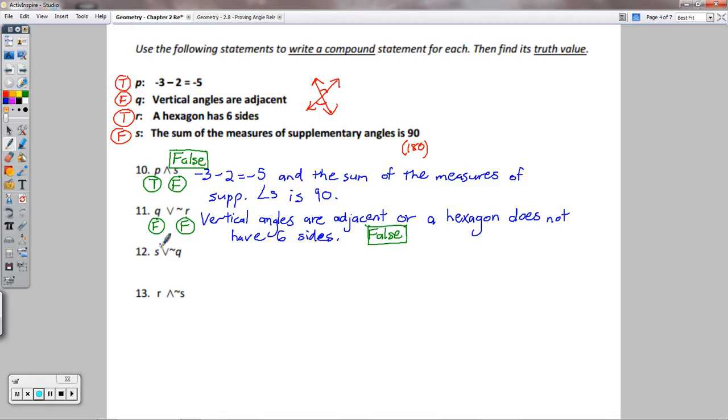Moving on to number 12, we have S or not Q. S is this, so let's write it out again. The sum of the measures of supplementary angles is 90, or, and then not Q. Q is vertical angles are adjacent. Not Q would be vertical angles are not adjacent. So, or vertical angles are not, or aren't, adjacent.